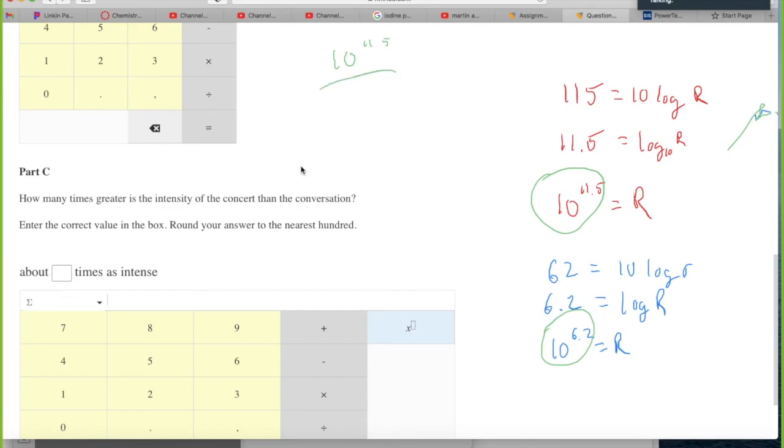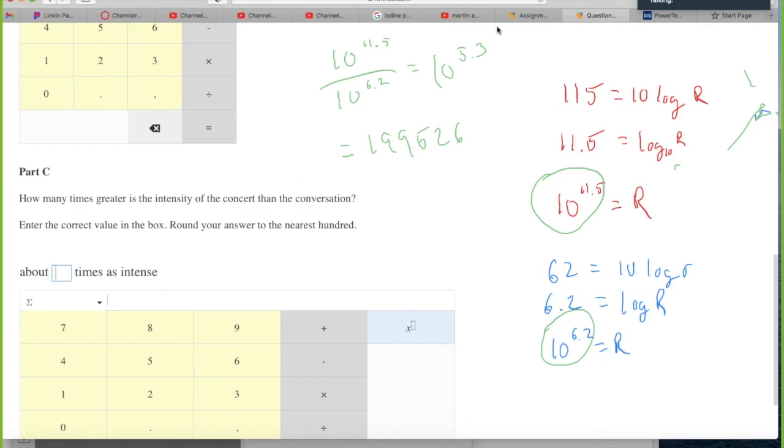to the 11.5 divided by 10 to the 6.2. And hopefully you should not need a calculator for this part just yet, because you can take 11.5 minus 6.2 and you will have 10 to the power of 5.3, and that you can stick into your calculator. So equals 199,526 times louder. That seems like a lot.